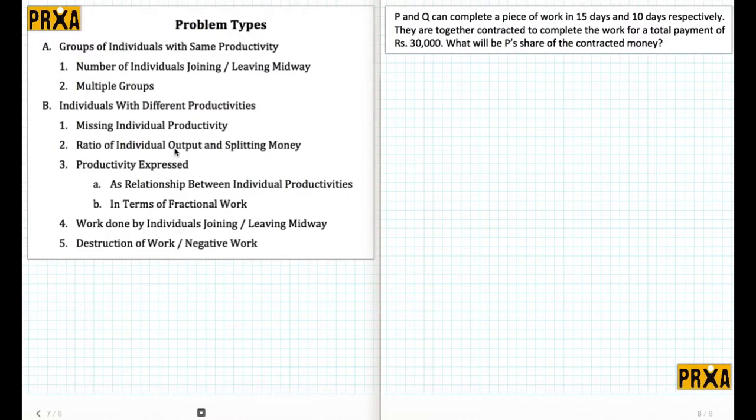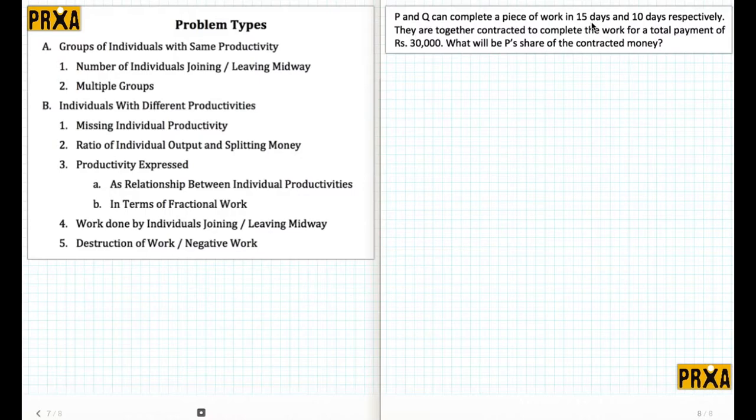Hi friends, welcome back. In this video lesson, we are going to look at the ratio of individual outputs and the problem of splitting money for two individuals having worked on the same job. Now let's look at this problem on the right hand side. It says P and Q can complete a piece of work in 15 and 10 days respectively.